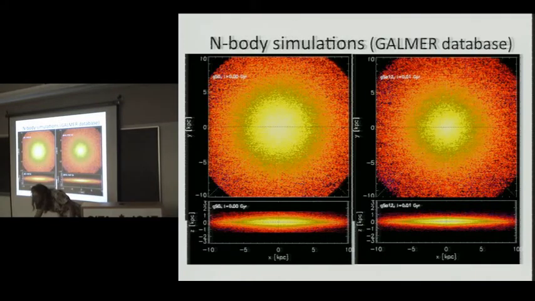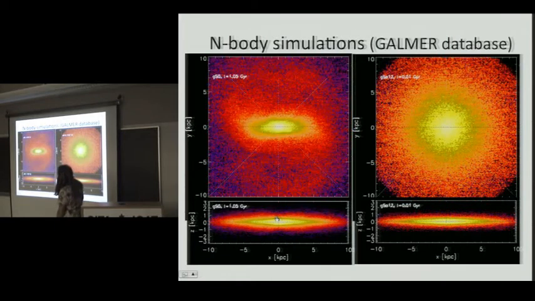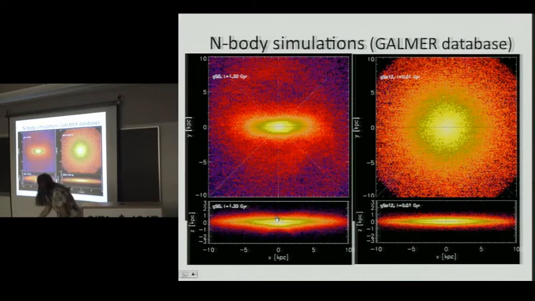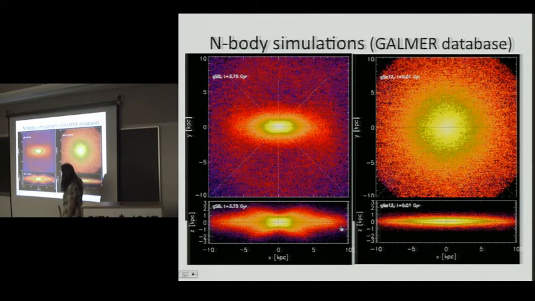Of bar buckling. And then, I can't remember which one buckles and which one doesn't. One of these doesn't buckle. That one buckles, yes. Did you see the buckle? But now it's after it's buckled, and the peanut shape is still growing.